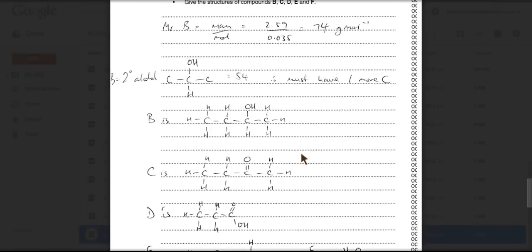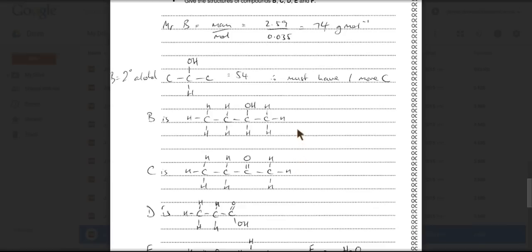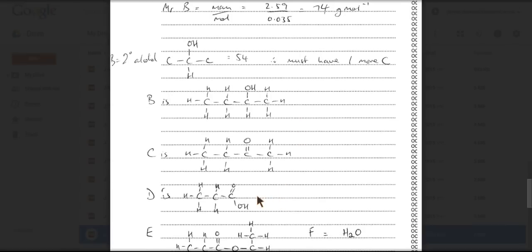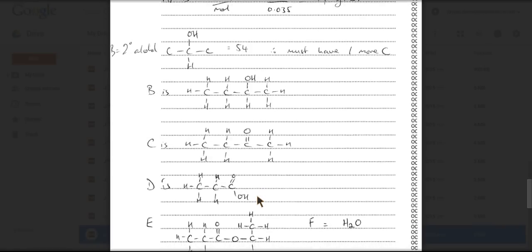D is the compound that reacts with B to form the ester, so D is propanoic acid. And then I'm going to go for E being the ester, so we're reacting this alcohol here with this carboxylic acid here, and so we're going to get this ester where it's kind of joined at 90 degrees. It's not like a long chain ester, which you normally get if you have carboxylic acid and primary alcohol. This is a secondary alcohol, and so the alcohol is going to add this way. So that would make F water.